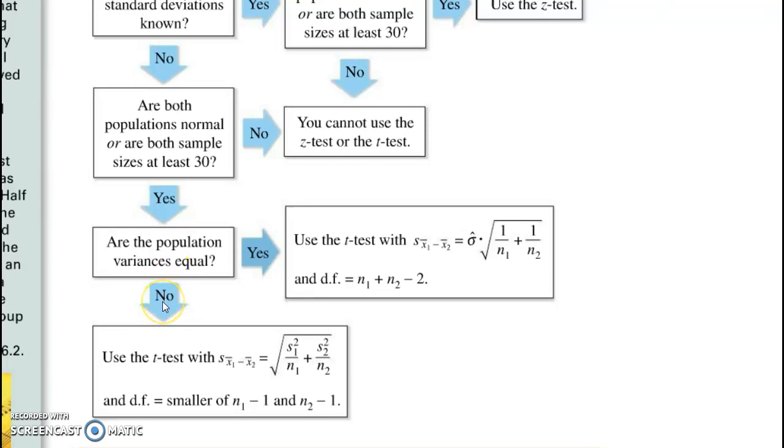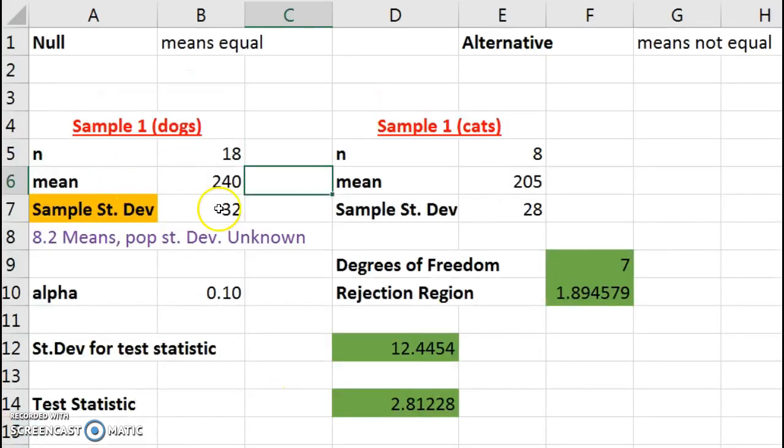I'll go back and show you where it says that in the problem. But if they are equal, you're going to have this for your test statistic standard deviation, and this is your degrees of freedom. If they're not, you use this for your test statistic standard deviation and this for your degrees of freedom. Our degrees of freedom is just the smaller of either the first sample size minus 1 or the second sample size minus 1. Our first sample size was 18, the second one's 8, so 8 minus 1 is 7. That's the smaller of the two. That's our degrees of freedom.